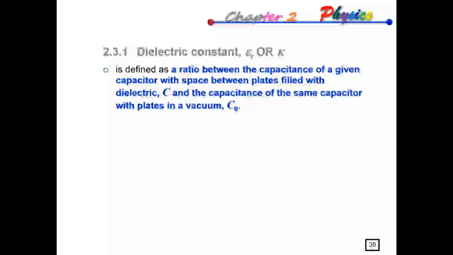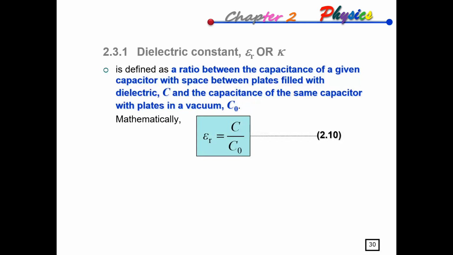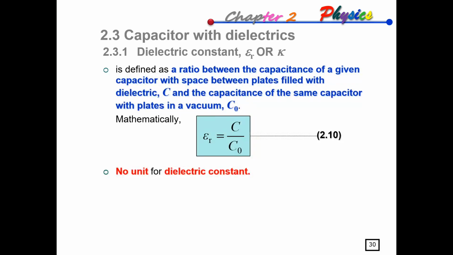Dielectric constant, epsilon r or kappa, is defined as a ratio between the capacitance of a given capacitor with space between plates filled with dielectric C and the capacitance of the same capacitor with plates in a vacuum C naught. Mathematically, epsilon r equals C over C naught. There is no unit for this dielectric constant.